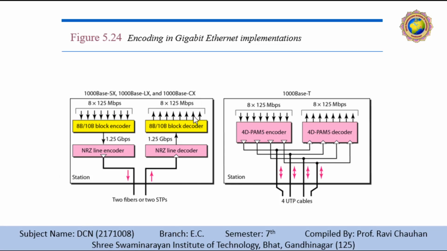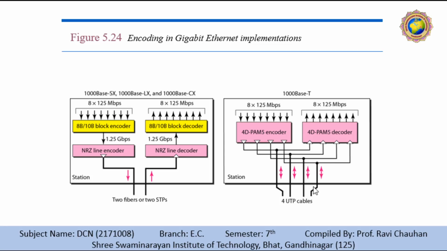This block shows the 2 fiber optic cables and 2 STPs in this implementation. This block encoding prevents the long sequences of zeros and ones in the streams, but the resulting stream is 1.5 Gbps. Note that in this implementation, 1 wire is used for sending and 1 for receiving.